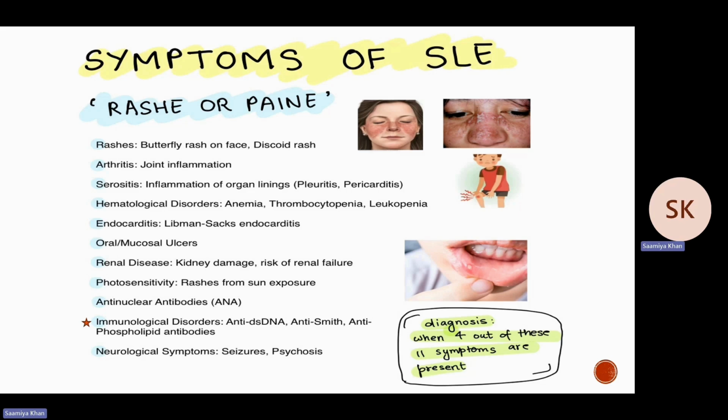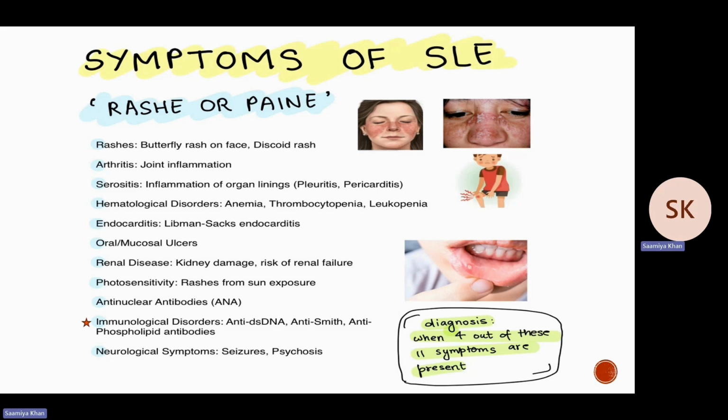So rashes, which is the butterfly rash, a common facial rash, while the discoid rash can leave scars. Arthritis, serositis, hematological disorders, which is in SLE, antibodies can attack blood cells, causing anemia, low platelet counts, low white blood cell counts. Then endocarditis, which is SLE can cause a specific type of endocarditis called Libman-Sacks involving vegetations on the heart valves. And then we have oral mucosal ulcers. Renal disease is actually really important because kidney involvement is serious. This can lead to renal failure, and this is the leading cause of death in SLE. After that, we have photosensitivity, which is exposure to the sun can cause rashes.